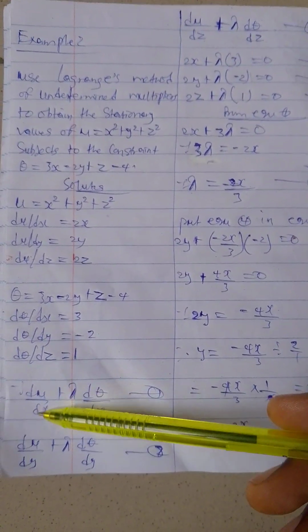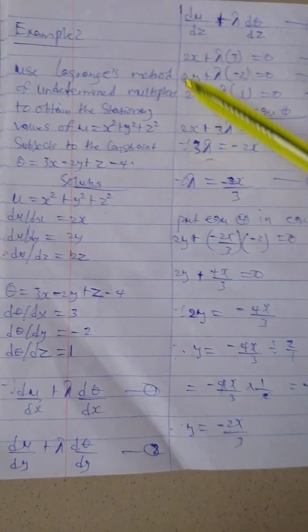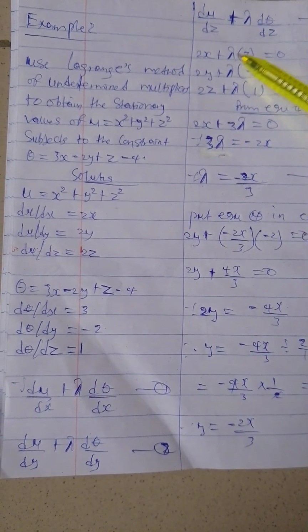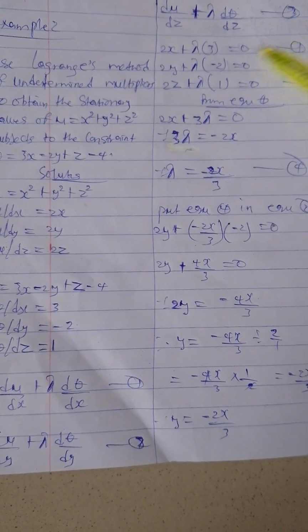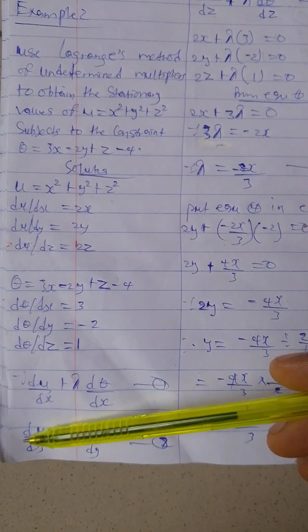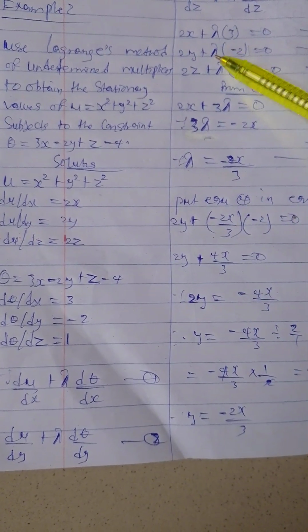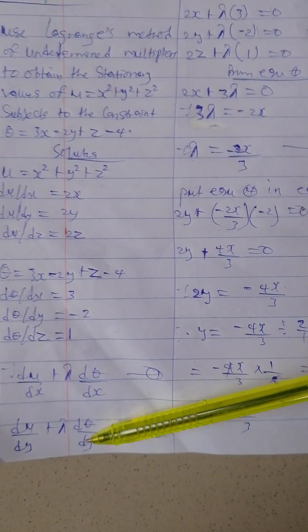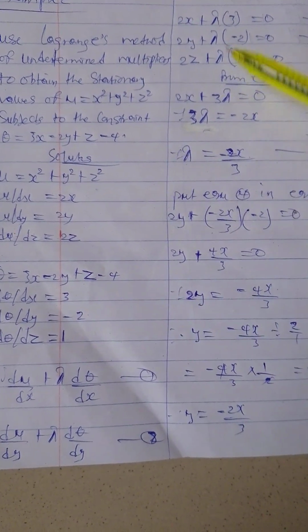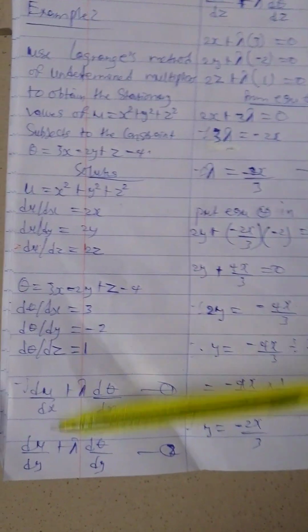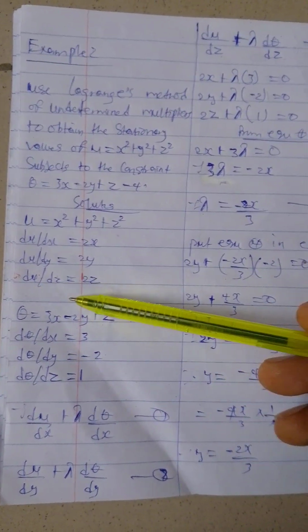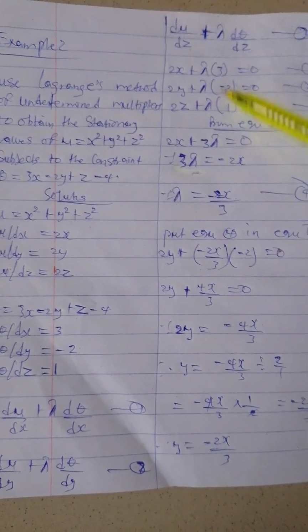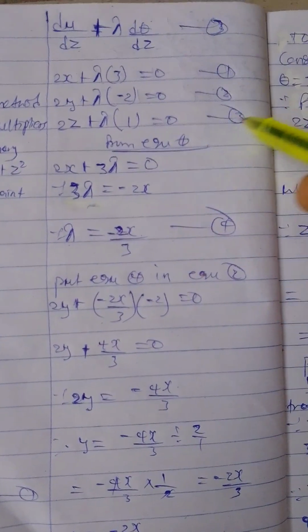If you check here, my answer for du over dx was 2x, that is 2x plus lambda, my answer for d theta over dx was 3. Then I call this equals 0, equation 1. Also, du over dy was 2y plus lambda, and d theta over dy was minus 2, then equals 0, call equation 2. And lastly du over dz was 2z plus lambda, and d theta over dz was 1, so input 1 here, that equals 0, call equation 3.